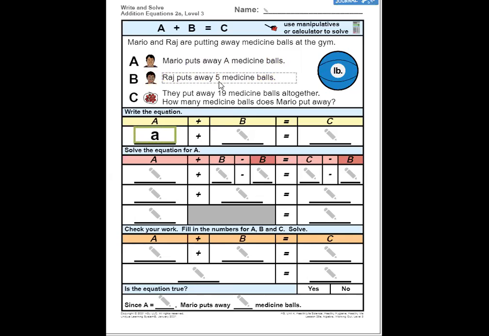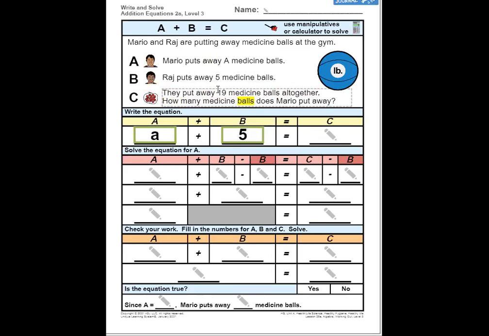How many medicine balls does Raj put away? 5. Okay, so for B, we can plug in the number 5. Very good. So let's read. A plus 5 equals, can we add a number and a letter? No. Very good. Thank you so much. We cannot. So that's going to remain C. Let me read again. There's C. They put away 19 medicine balls altogether.